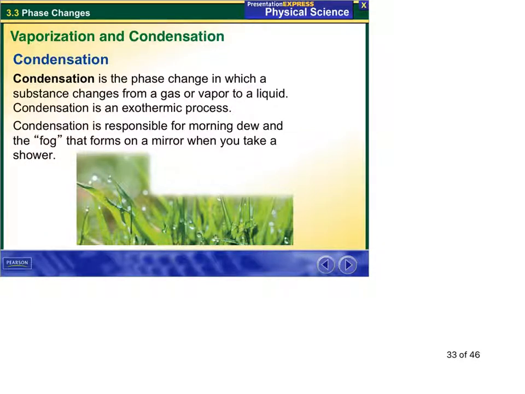Condensation is when a gas or a vapor changes to a liquid. Condensation is exothermic. Say, dew or fog are due to condensation.